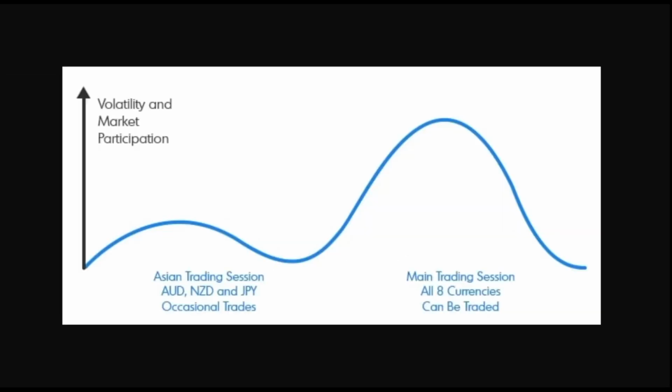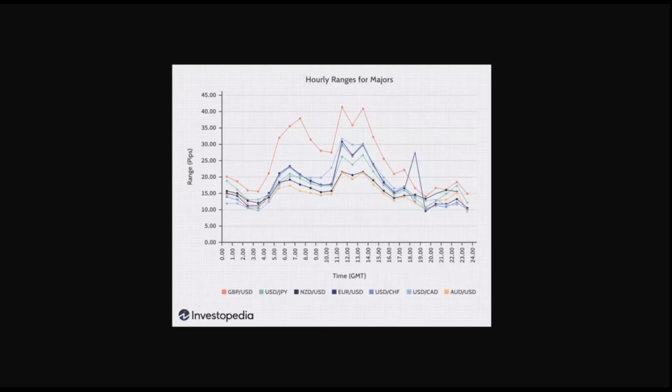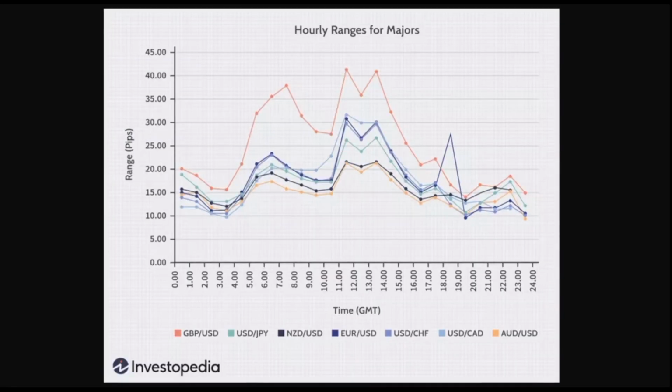We can see AUD, NZD, JPY, Oceania and Asia Pacific currencies are going wild in the Asian session, and you can see the liquidity pick up here. Here are the hourly ranges for major currencies. What I want you to look at is the GBP/USD, which springs to life, as I mentioned, at 7 a.m. GMT, which is roughly around when the London session kicks into gear.